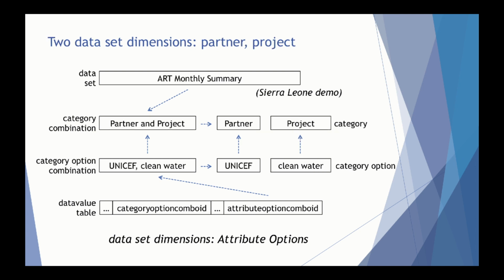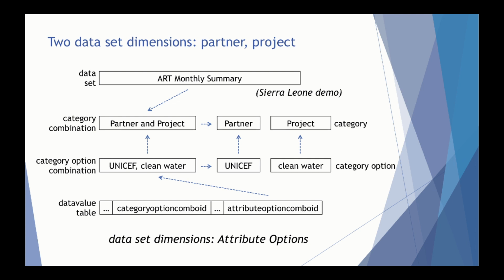Finally, if we have two data set dimensions, then the category combination will be a real combination of more than one category. So in this case, again from the Sierra Leone demo, the data set ART monthly summary is assigned to a category combination of partner and project, which of course maps to the category partner and the category project. And the attribute option combo ID in the data value table will point to a category option combination such as UNICEF and clean water, which in the database will resolve to the category option UNICEF under partner and the category option clean water under project.